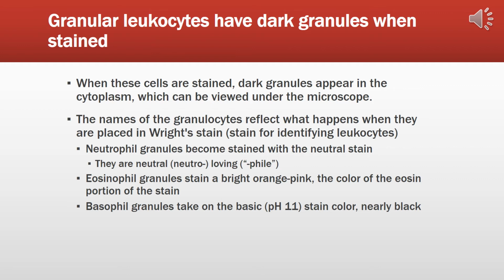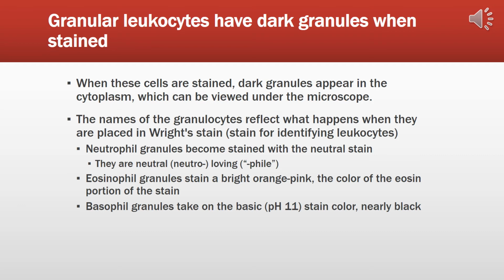And the granulocytes get their names from what happens when they are placed in Wright stain, which is the stain used for identifying leukocytes. Neutrophil granules only stain with the neutral stain, or the stain with a neutral pH, and thus they are neutral loving, or neutrophile.